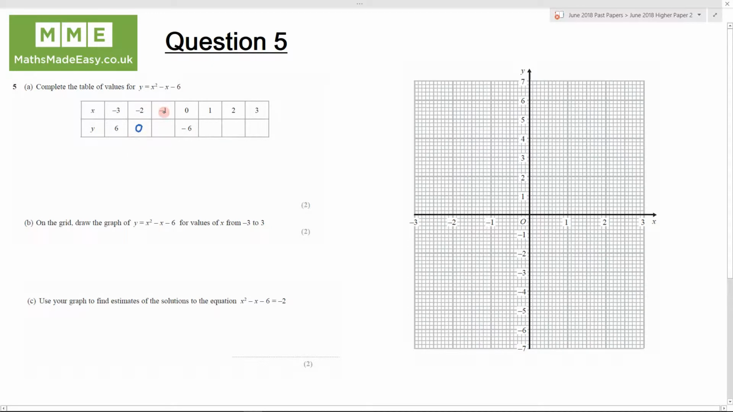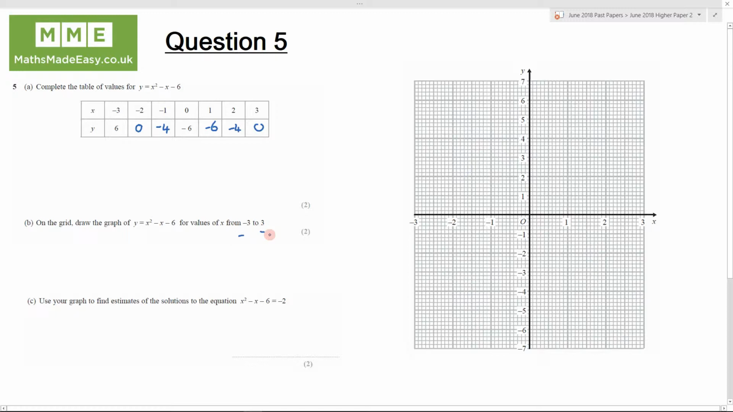Minus 1 squared is 1, minus minus 1 is plus 1, that's 2, minus 6 gives us minus 4, and then 0 gives us minus 6. 1 will come out again as minus 6, and then minus 4, and then 0, using the same method as the first two.